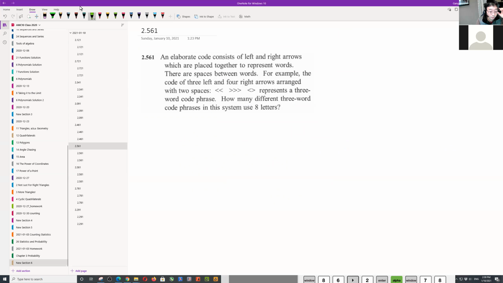So basically, we have 1, 2, 3, 4, 5, 6, 7. These are 7 letters. We have to use the 8 letters. So basically, it's use the 8 letters.